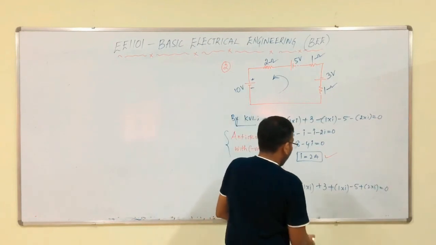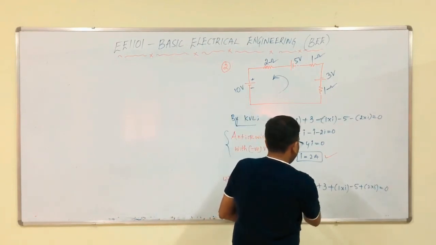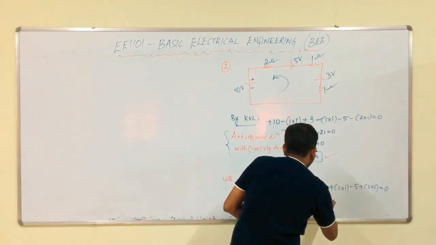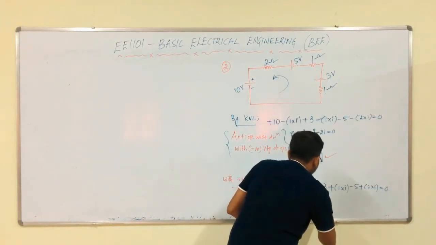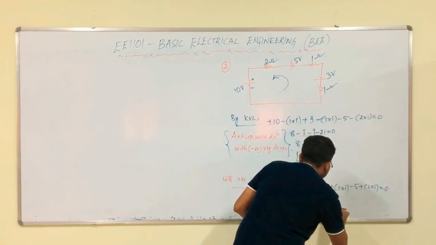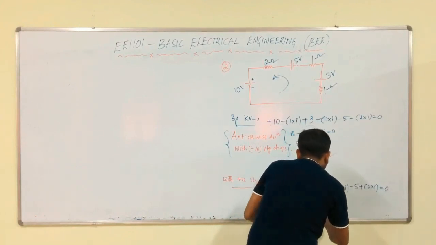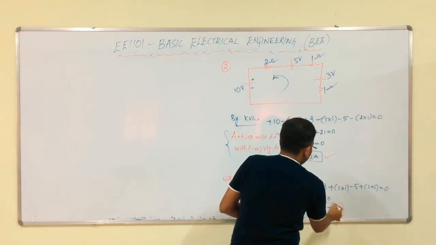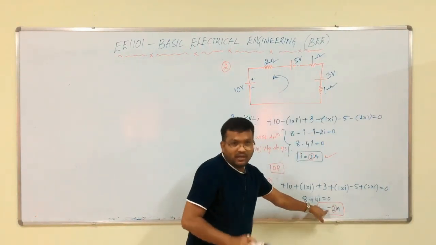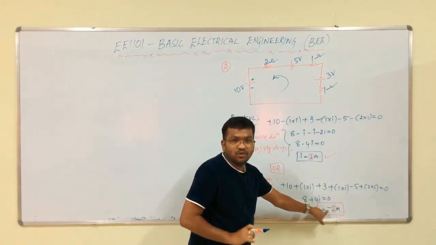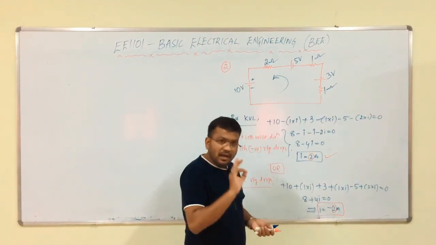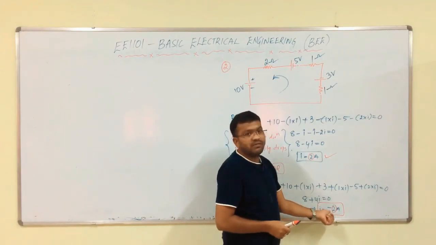From this, 10, 13, 8, plus 4I is equal to 0. From this, I is equal to what? Minus 2 amps. So, 2 amps and 2 amps; the only change is the negative sign, that is it. There is no problem in that. If you get a negative answer, that is absolutely correct, and it represents the direction of current, that is it.